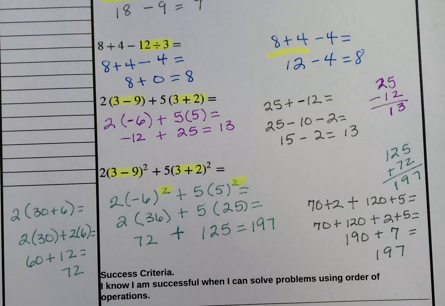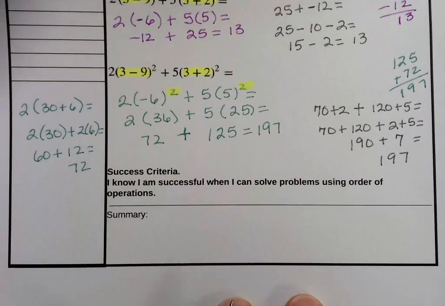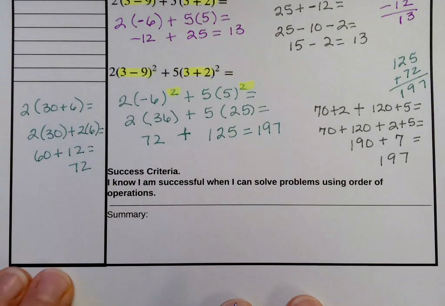So how are you going to do it? That depends on how your brain processes. Whichever way makes the most sense to you, you're going to do. It's always good to know more than one way to be able to solve a problem. Okay, so your success criteria. I know I'm successful when I can solve problems using order of operations.